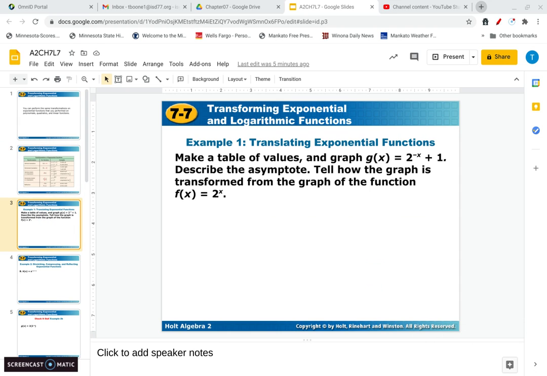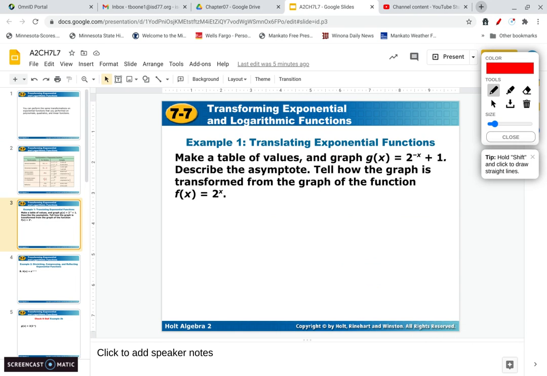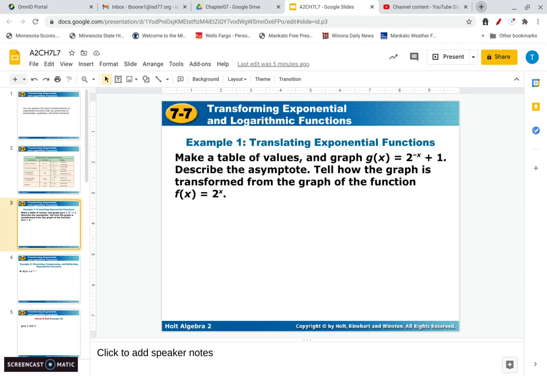All right, so how is the graph transformed? If we did 2 to the x, what would 2 to the negative x plus 1 do? What would a negative up there do? That would reflect it across the y-axis. And then what would the plus 1 do? Well, that would move it up 1. So we have to be able to talk about the transformations; that is what we're looking for.